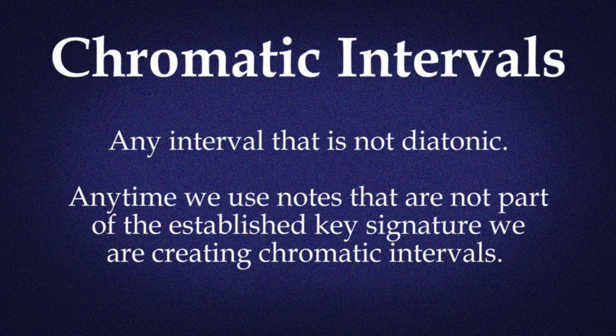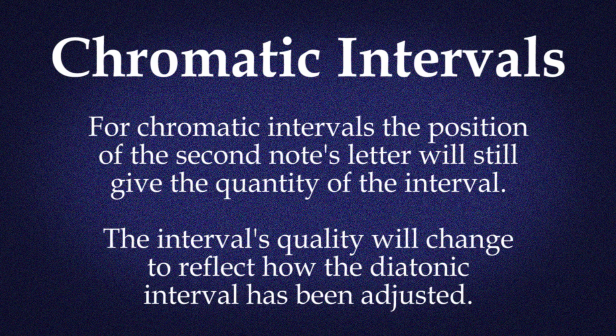Any interval that is not diatonic is called a chromatic interval. When labeling chromatic intervals, the quantity of the interval will not change. The position of the letter within the major scale will still be used in exactly the same way it is for the diatonic intervals. What will change is the quality. Here's how the qualities of our diatonic intervals will change.